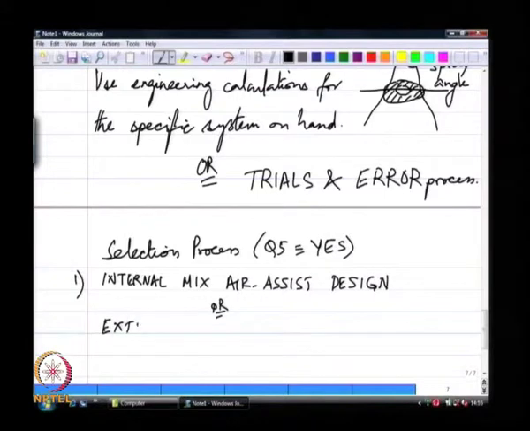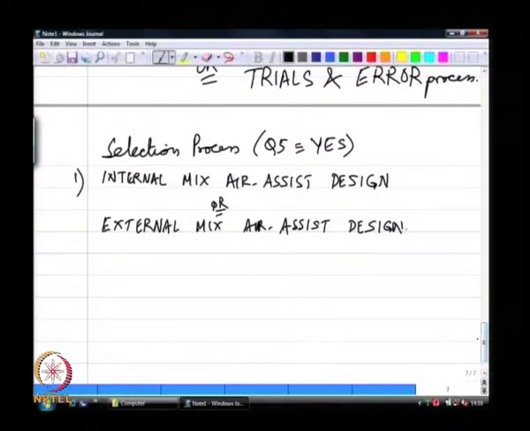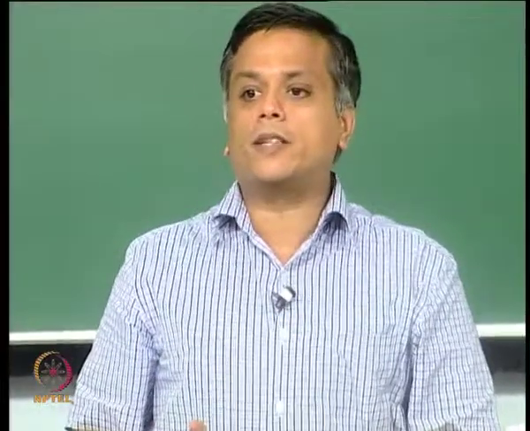Or an external mix air assist design. Now the answer, so this is a question that we have to ask ourselves. After we know we have air available, do we go down the route of selecting an internal mix design, or do we go down the route of selecting an external mix air assist design?